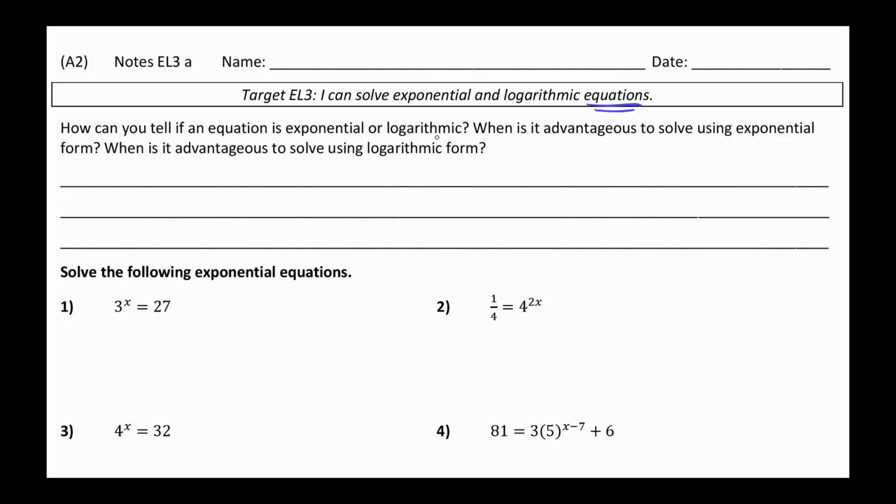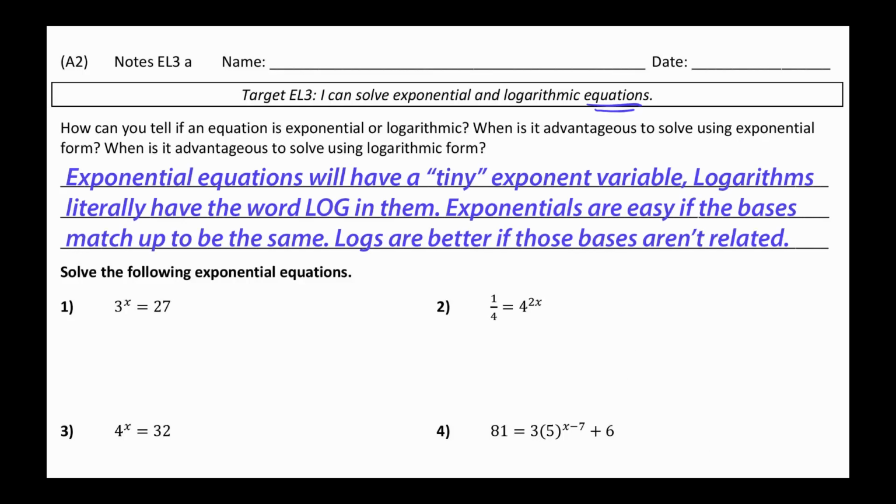Now, here's the harder question. When is it advantageous to solve using exponential form versus when is it advantageous to solve using logarithmic form? Well, that answer, and I'll let you get this down here in a second: exponentials are easy if the bases match up to be the same. If you can get them to have the same base, exponential form is the way to go. Whereas logs, they're a little bit better if the bases aren't related. So if you have 3 to some power versus 2 to some other power, you can't get 3 and 2 to be the same, so logarithms would be the way to go.